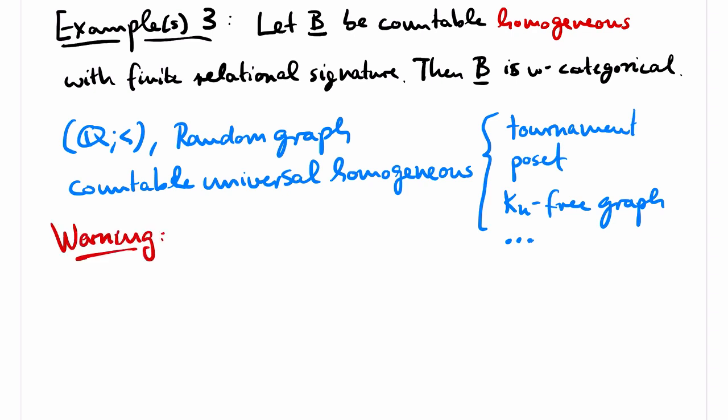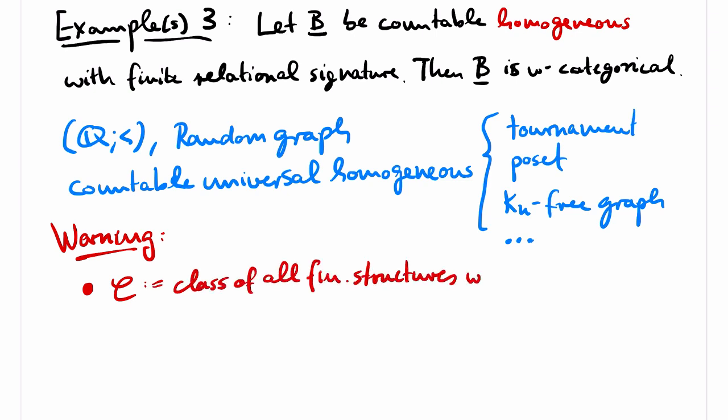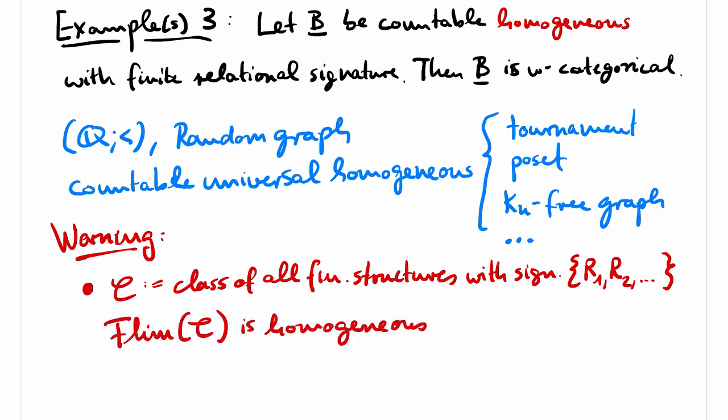A few words on the assumptions. We require that the signature is finite and relational. Both assumptions are necessary. Consider, for example, the class C of all finite structures with a countably infinite relational signature. Then clearly, this class is an amalgamation class. We even have the free amalgamation property. So there exists a countable homogeneous structure whose age is precisely C by Fraïssé's theorem.